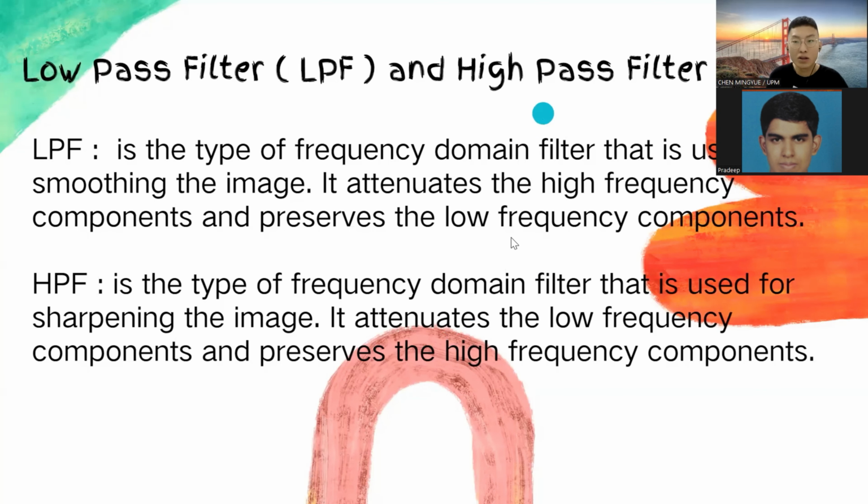Low pass filter and the high pass filter. A low pass filter is a type of frequency domain filter that is used for smoothing the image. It attenuates the high frequency components and favors the low frequency components. A high pass filter is a type of frequency domain filter that is used for sharpening the image. It attenuates the low frequency components and preserves the high frequency components.